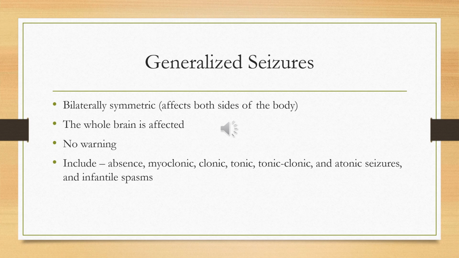When we're talking about generalized seizures, this is different from partial seizures in that the whole brain is affected. You're going to see symptoms on both sides of the body, whereas remember with partial seizures, we only saw signs on one side of the body because one side of the brain was affected. With generalized seizures, likely no warning will occur. Included in the generalized seizures, you have absent seizures, myoclonic seizures, clonic seizures, tonic-clonic seizures, and atonic seizures, which is what we'll go over here.